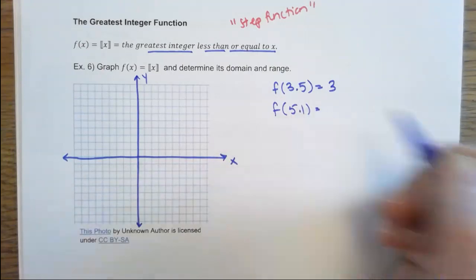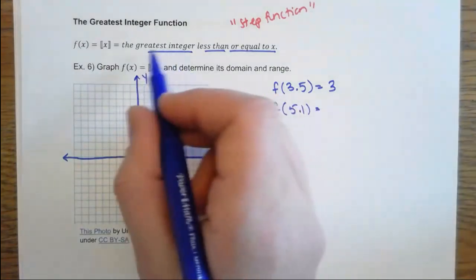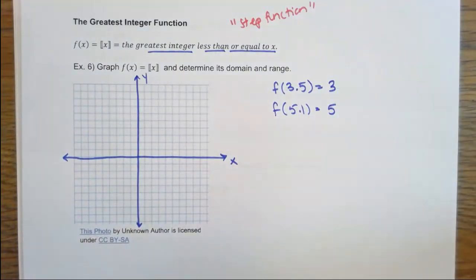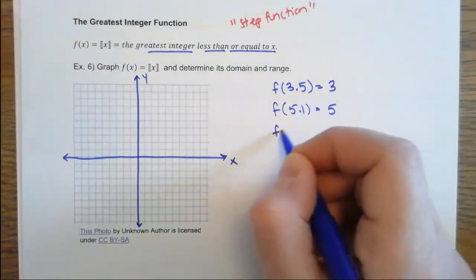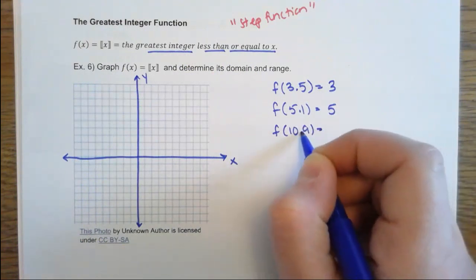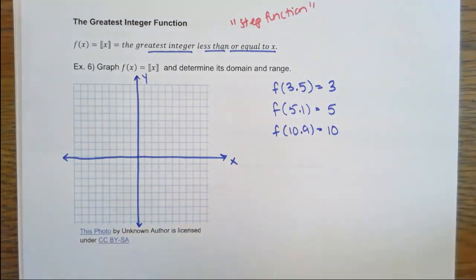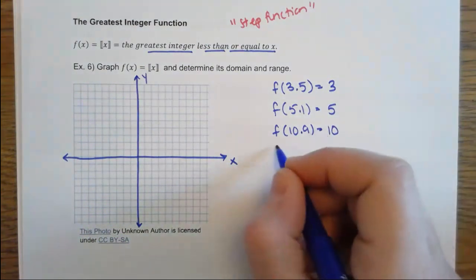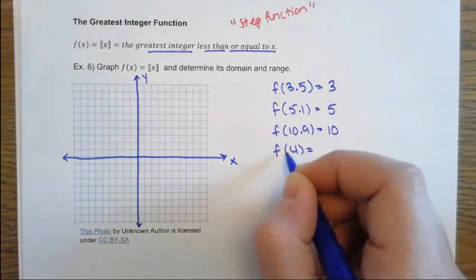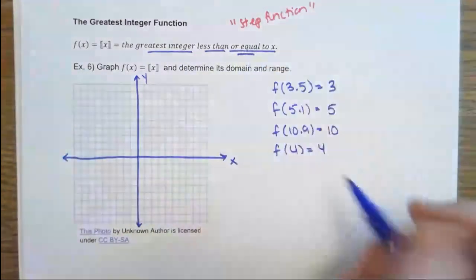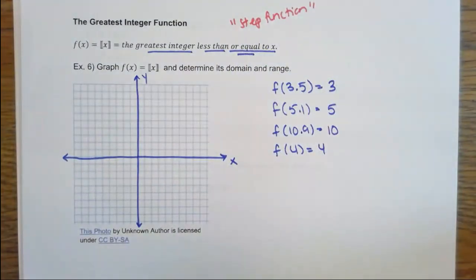What if I plug in 5.1? What is the greatest integer that is less than 5.1? It's 5. So it's the integer right below it. If I do 10.9, the greatest integer below this is still 10, right? It's not 11. It's always going to be down. The only time that it is not down is when the number you plug in is an integer and the answer is the same, because it is less than or equal to. So 4 is the closest integer, either the same or below, to 4 here.